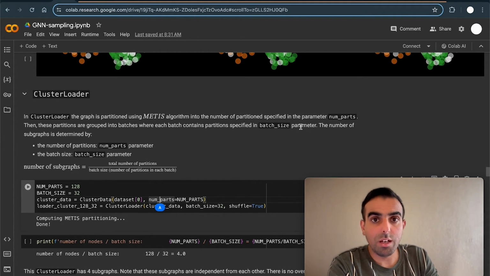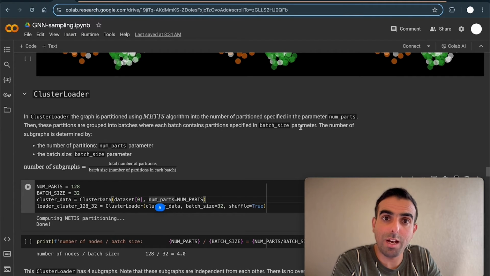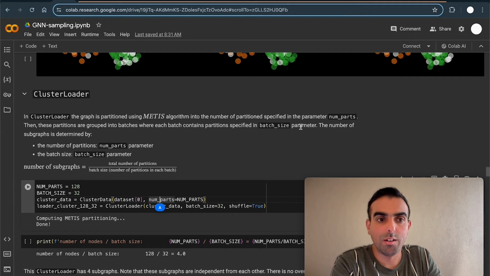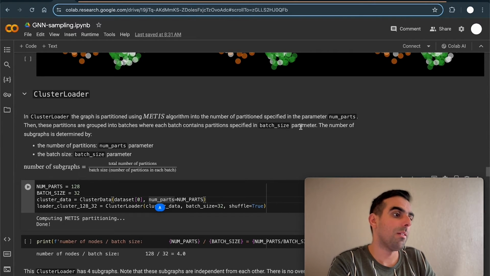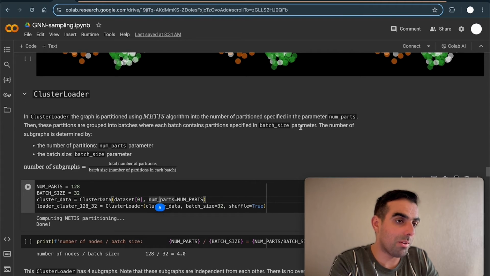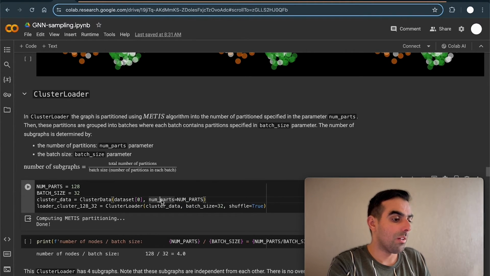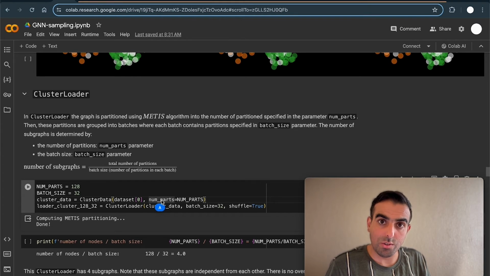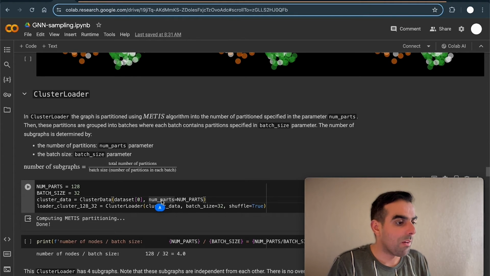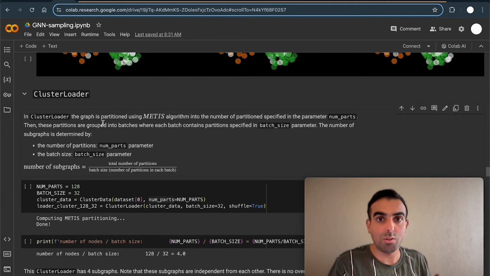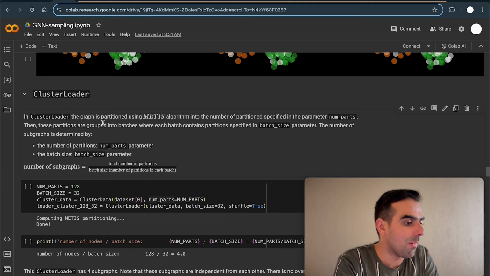Just a note here that the word batch loses its meaning. I prefer to use subgraphs rather than batch, because for the neighbor sampler, batch size is the number of seed nodes. But here batch size is the number of clusters that form the subgraph. So it means different things, and don't focus on that because it might be confusing.